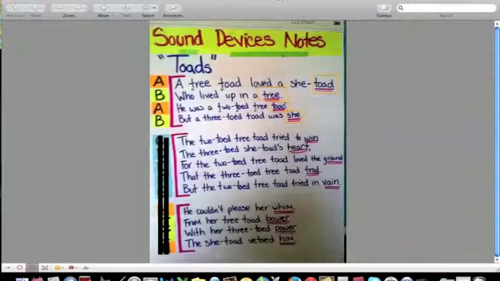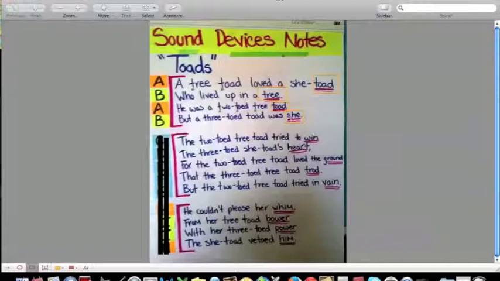For the next line, line 3, the last word is toad. Toad rhymes with toad, so we will assign line 3 the letter A as well. The last word of both line 1 and line 3 rhyme, so they get the same letter assigned to them.